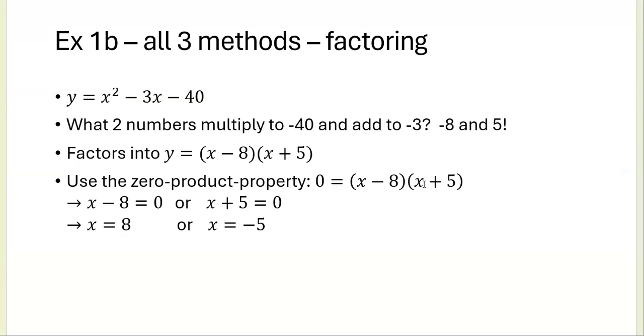Sorry if you hear the background noise. Negative 5 plus 5 is 0. Negative 5 minus 8 is negative 13. Negative 13 times 0 is 0.